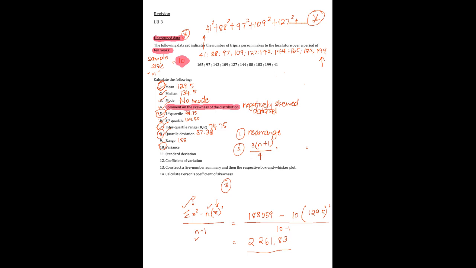Then you have your standard deviation in question 11. And your standard deviation is pretty simple. It is the square root of this entire bracket. So it's the square root of the sum of x squared minus n times the mean squared over n minus 1. Sorry, let me just write that a little bit neater.